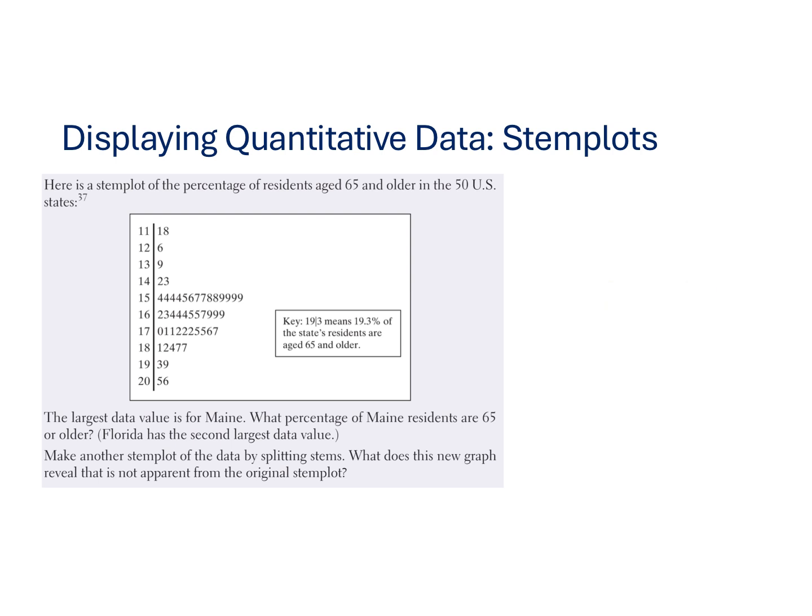All right, really, this problem just wants us to interpret a pre-made stem plot. It tells us the largest data value is for Maine, and it asks what's going on with Maine. Okay, cool. That literally just means let's find our largest value. That's going to be here at the end. We've got to go to our key, and it tells us 19|3 is 19.3%. So 20|6 would be 20.6%. What percentage of Maine's residents are 65 or older? 20.6%.